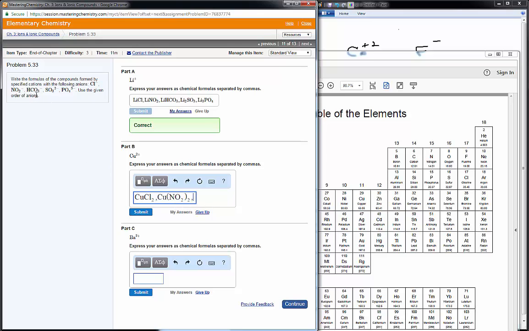Now I'm going to have the same issue with HCO3-. I've got copper with 2+, HCO3 with a 1-, so I need 2 of those bicarbonate anions in order to cancel out the copper. So Cu, and again, I have to put this in parentheses because there's more than one of them.